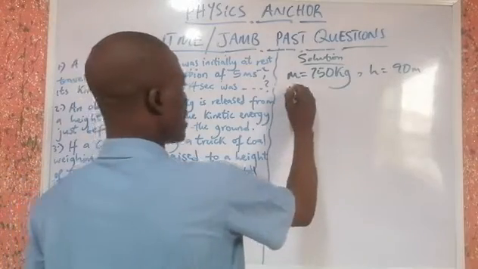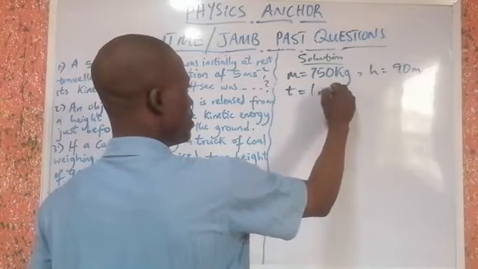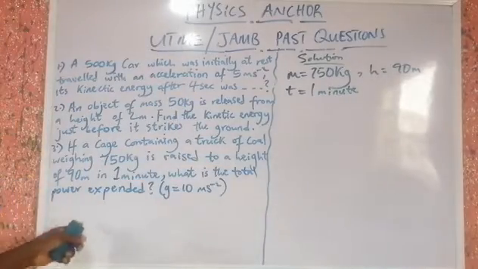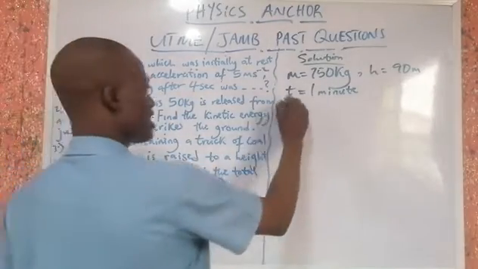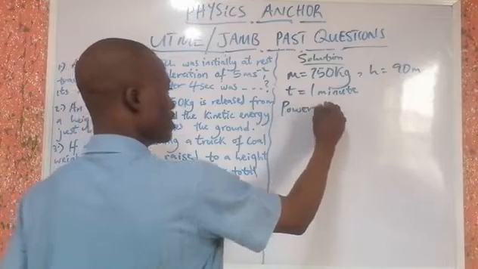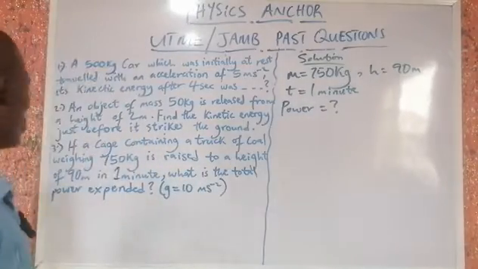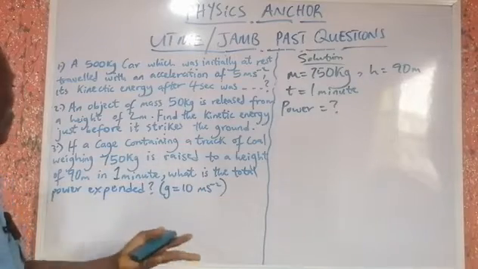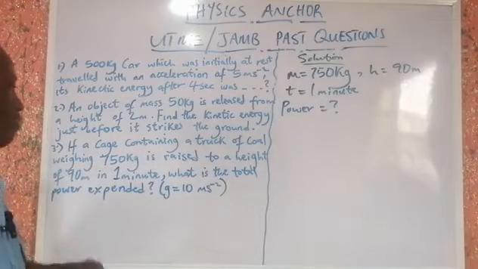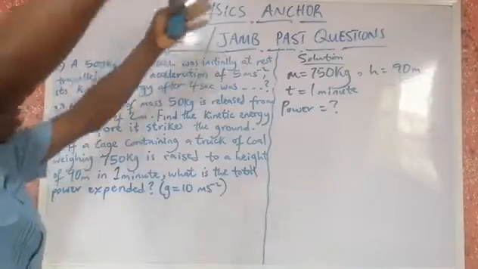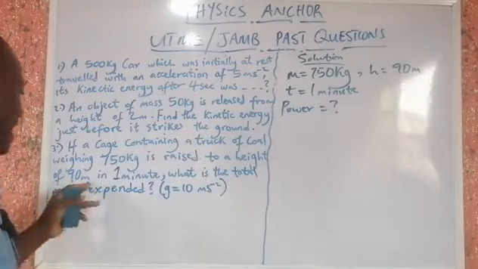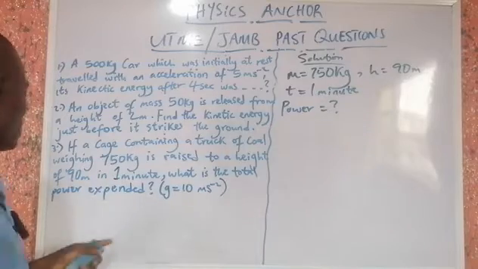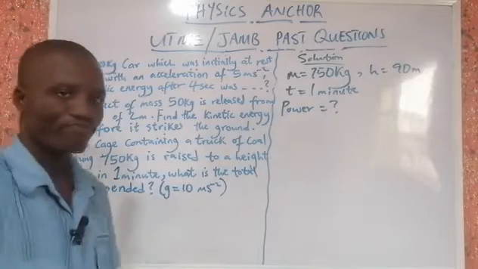In 1 minute, so that is time. Anything minute is time. So let me write that. What is the total power expended? So they're asking me, the question mark is power. Okay, so what does this mean? It means that there is a cage containing a truck of coal weighing this mass and is now raised to a height of 90 meter. Okay, so in 1 minute, what is the total power expended?